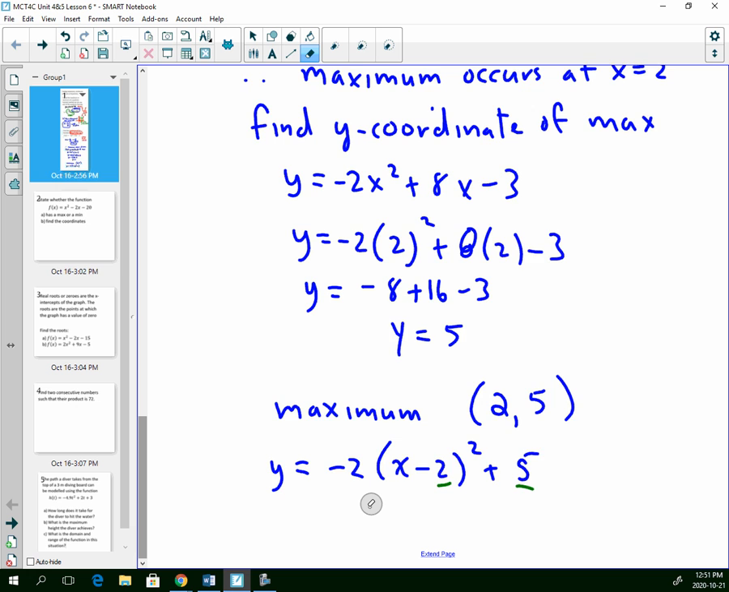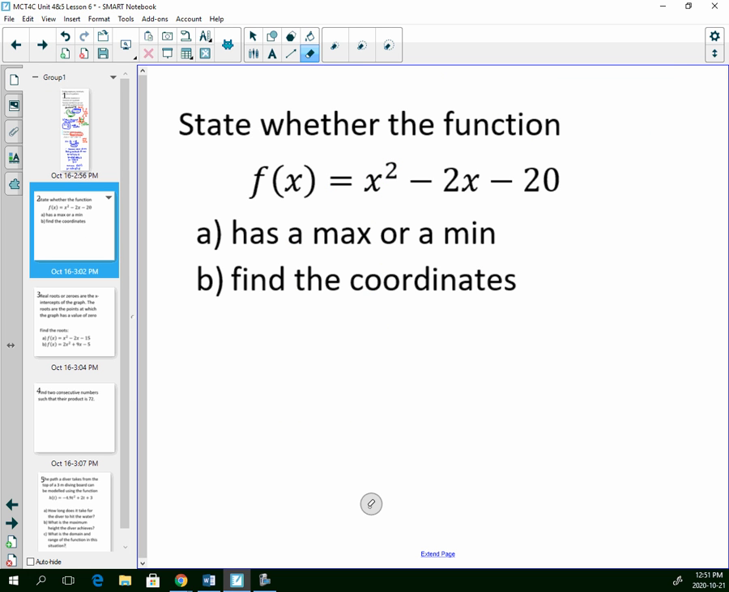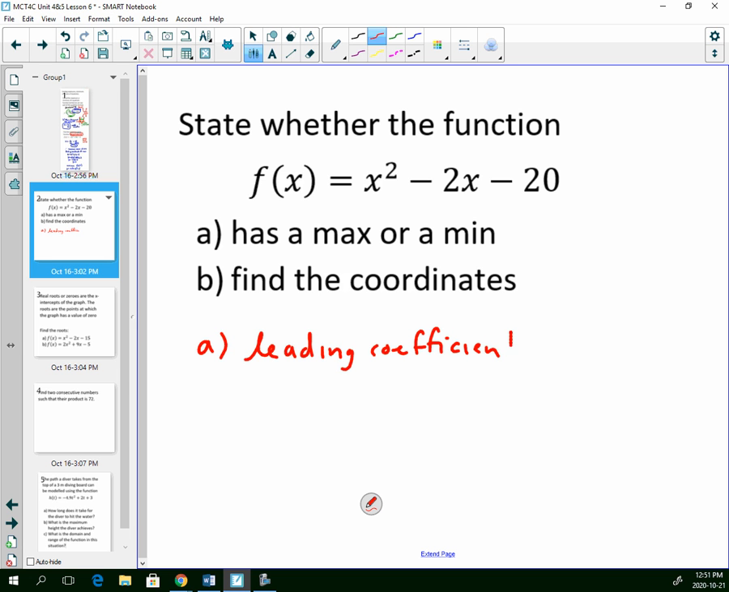Okay, so let's have a look at this one. State whether the function has a max or a min. Find the coordinates. Well, I know it has a max or min based on the leading coefficient. If the leading coefficient is positive, I know it has a minimum.